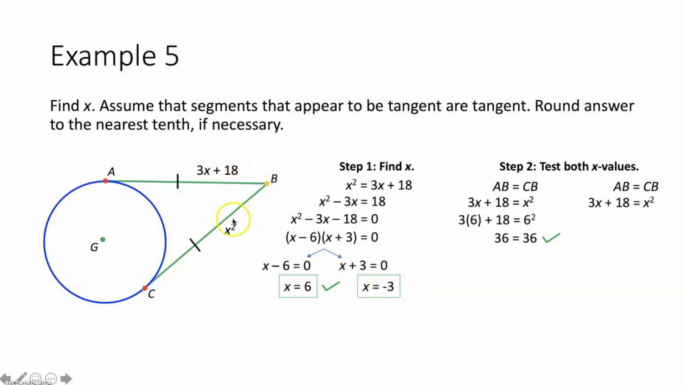We're going to plug it in for x here and here. And when we do and simplify, we end up getting 9 is equal to 9, meaning that if x were equal to -3, both of the segment measures would be equal to one another. They would both equal 9. Therefore, -3 is also one of our answers. So we in fact have two answers to this question.